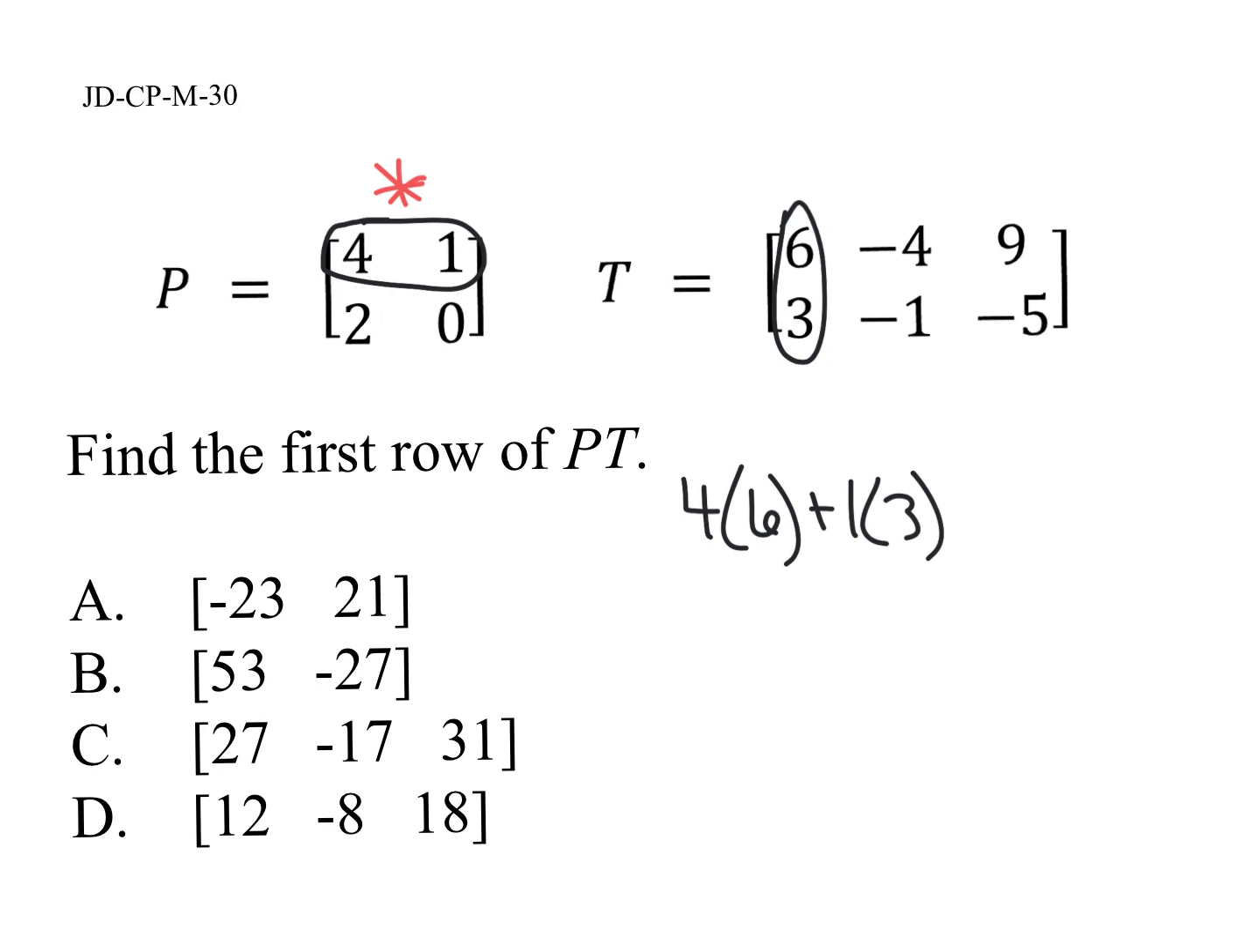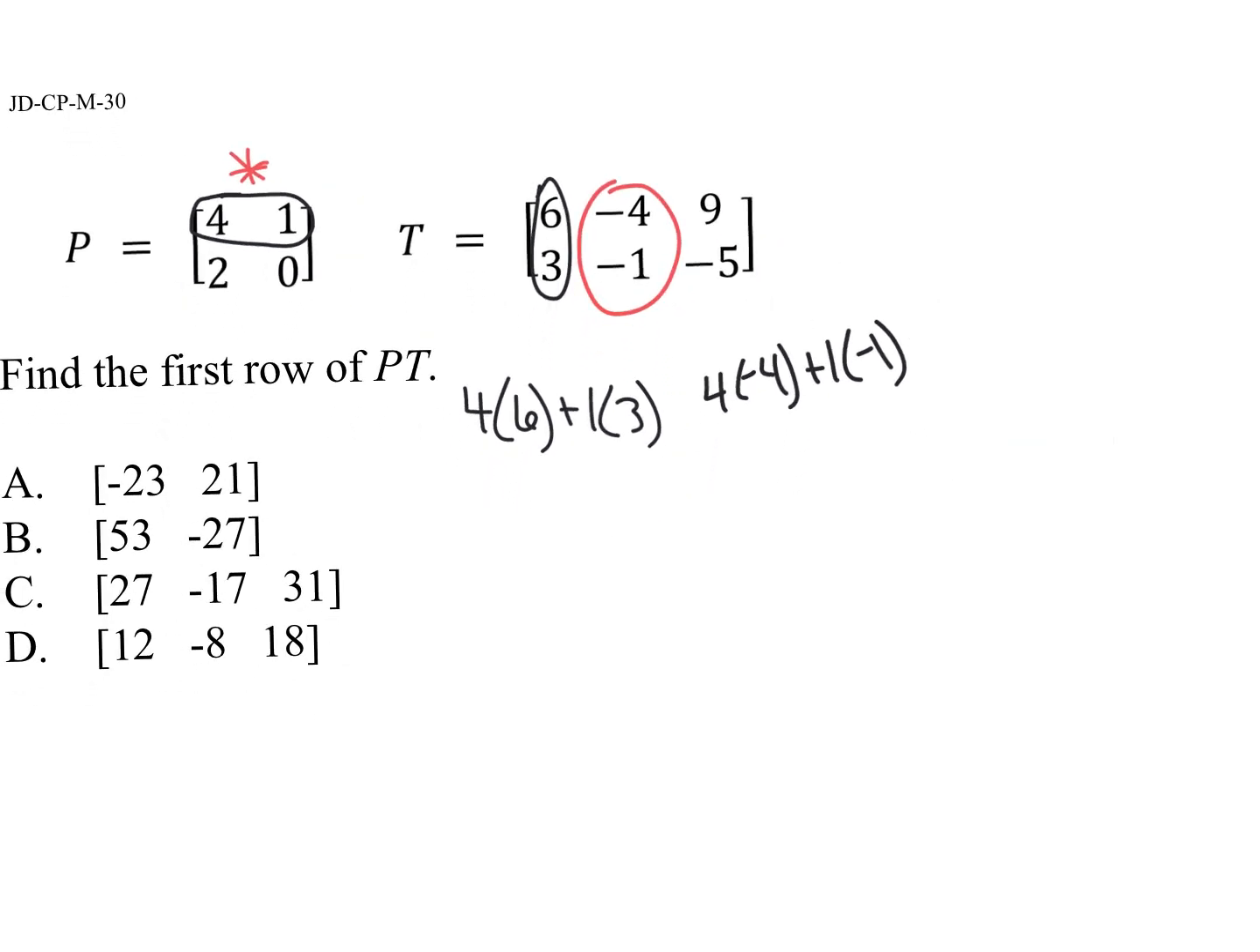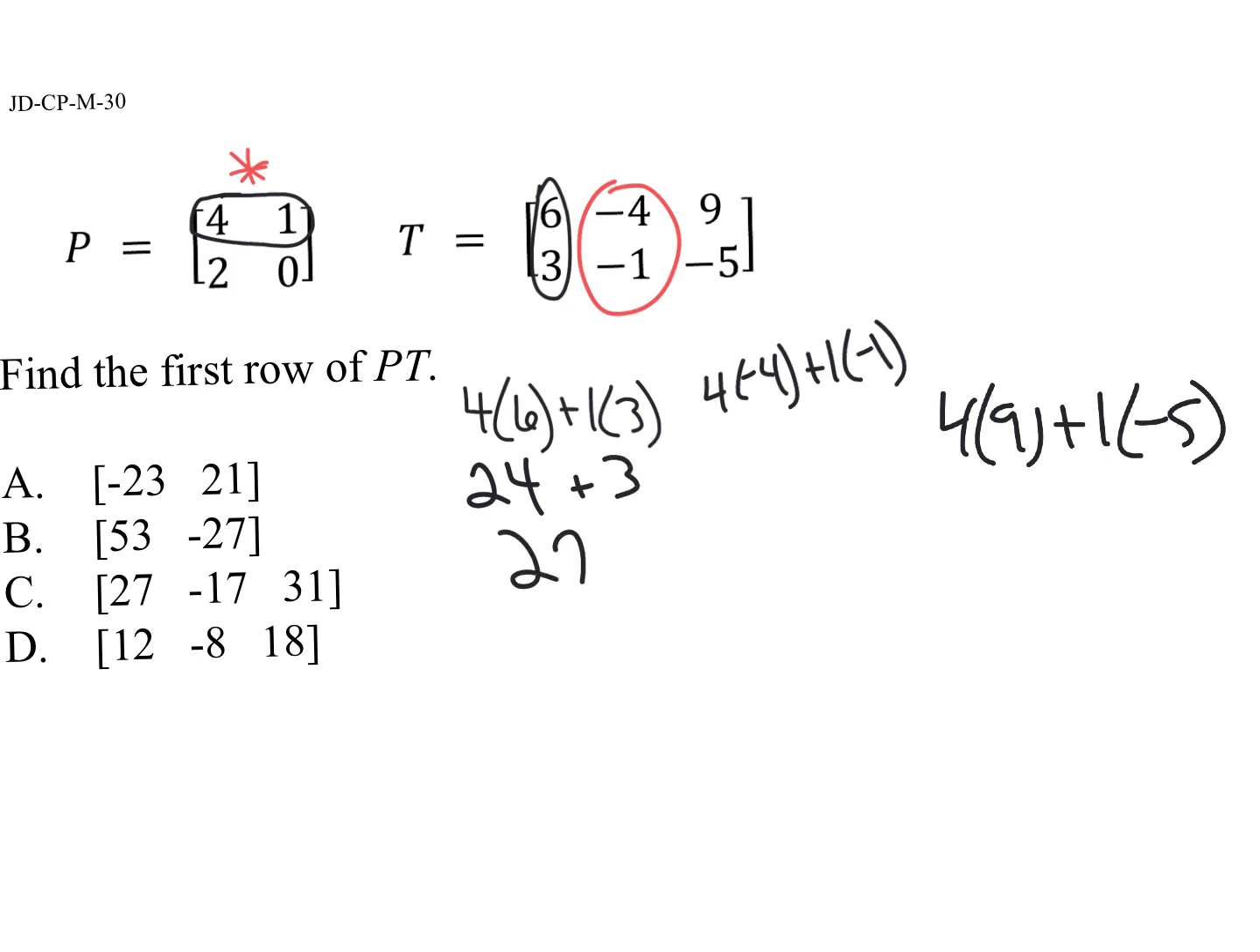And then for the next one in the first row, we would do 4 times -4 plus 1 times -1. That's this. And then the last part, we would do 4 times 9 plus 1 times -5. Okay, so this we've got 24 plus 3, which is 27. This is -6 plus 16 plus -1, which is -17. And then this is 36 plus -5 is 31.